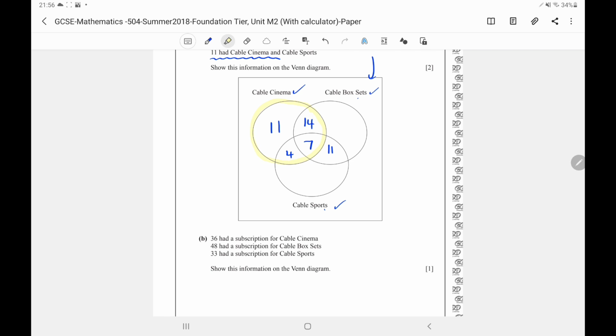Then 48 have a subscription for cable box sets. So this circle needs to have a total of 48. So add up your 14, 7 and 11: 25 and then 32. Then that means I need to add on another 16. And then this circle here, cable sports, needs to have a total of 33. So 4, 7 and 11 is 22. Therefore that has to be 11.